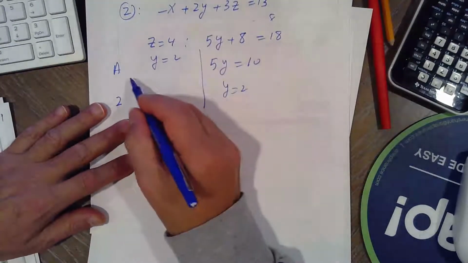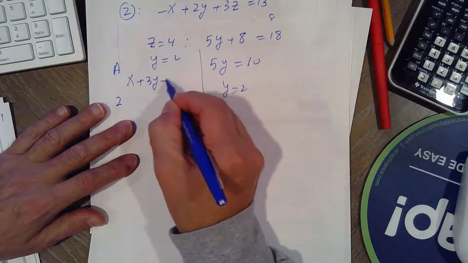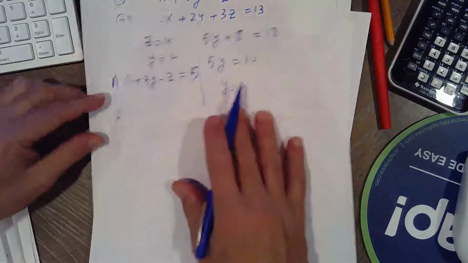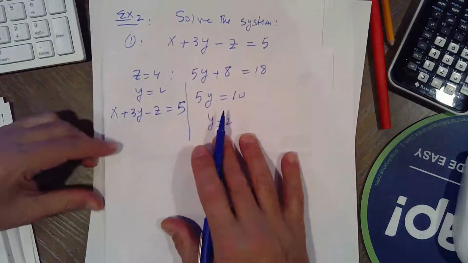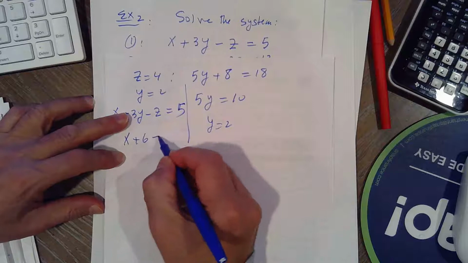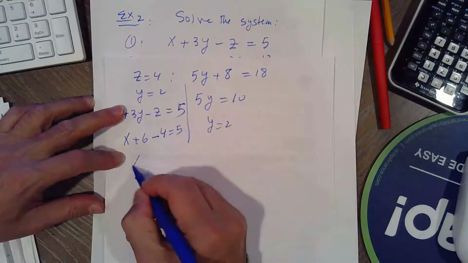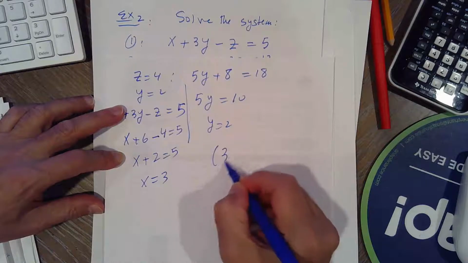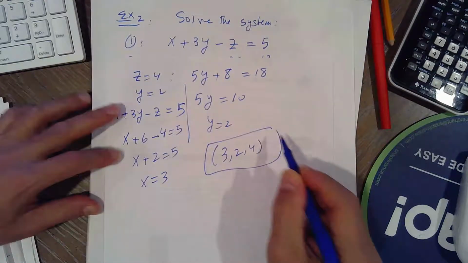I'm going to go back to equation 1: x plus 3y minus z is 5. Right there, x is unknown. 3 times 2 is 6, minus 4, is 5. x plus 2 is 5. x is 3. So 3, 2, 4 is my solution.